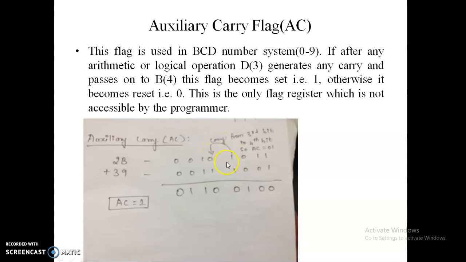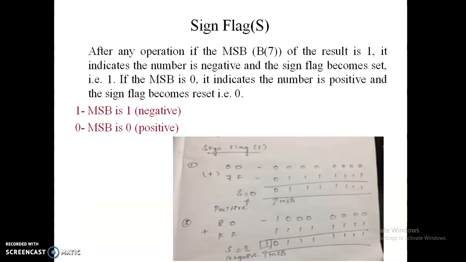So in this example there is a carry from the 3rd bit to the 4th bit, so the auxiliary carry is set to 1. If there is no carry from the 3rd bit to the 4th bit, AC is set to 0. This is the function of the auxiliary carry. This is the 0th bit, this is the first, second, third. In this example, there is a carry from the 3rd bit to the 4th bit, so the auxiliary carry is set to 1.